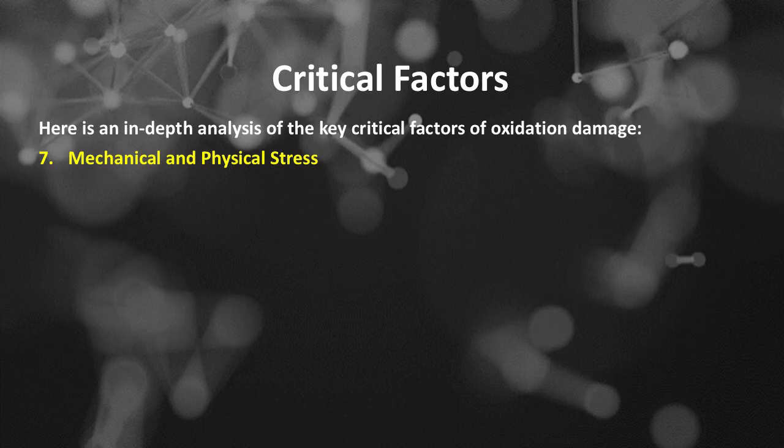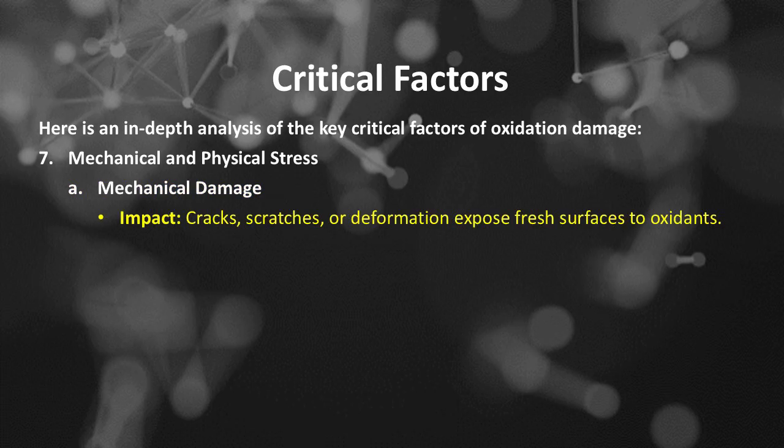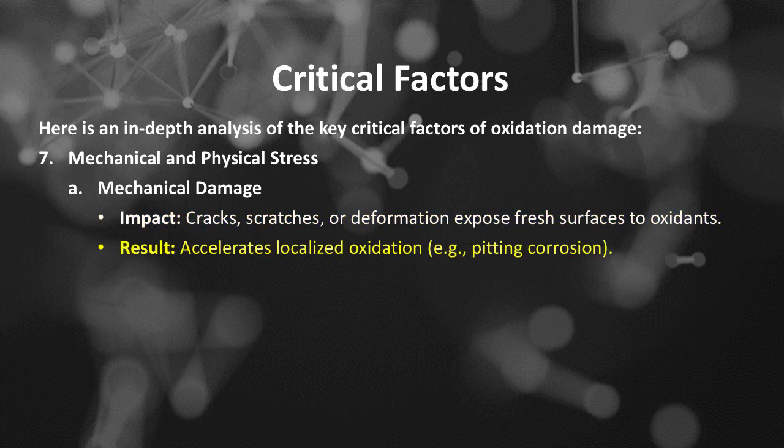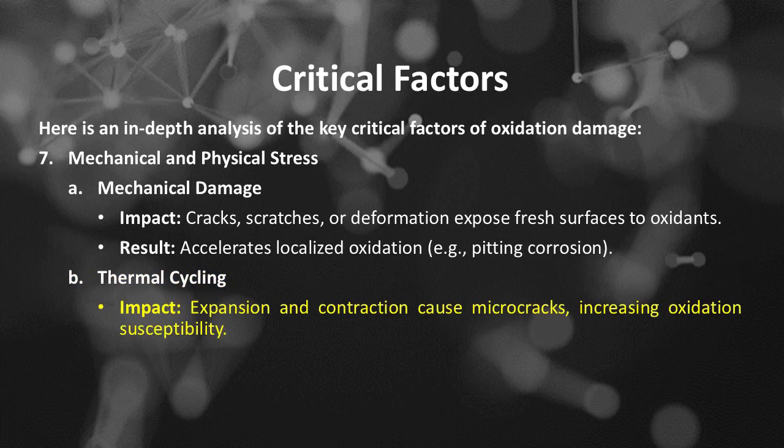Number 7 of the key critical factors of oxidation damage is mechanical and physical stress. Number A is mechanical damage. Its impact is that cracks, scratches, or deformation expose fresh surfaces to oxidants. The result is accelerated localized oxidation, e.g., pitting corrosion. Number B is thermal cycling. Its impact is that expansion and contraction cause microcracks, increasing oxidation susceptibility.